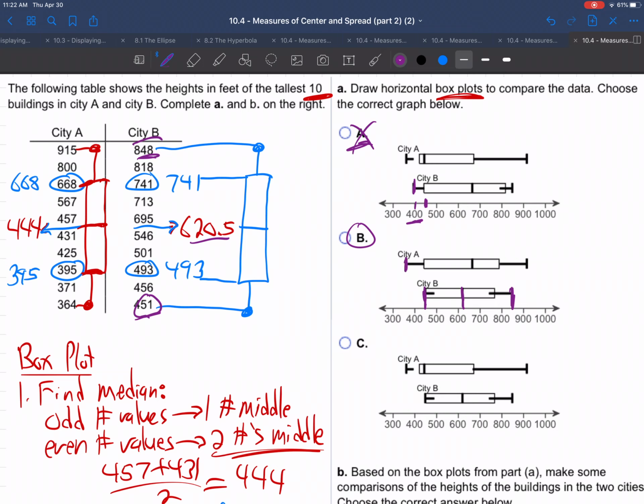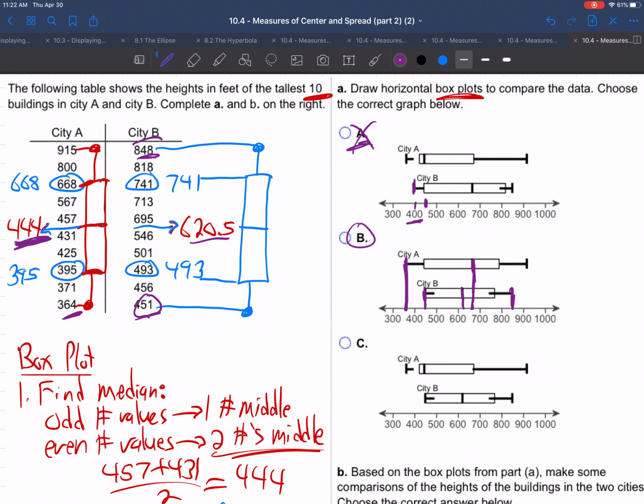What's the low value for city A? 3 something. And 364, yeah, that looks pretty close. How about the middle value for city A? It's like 675 or something. Is that the middle value for city A? No way, not even in the ballpark.